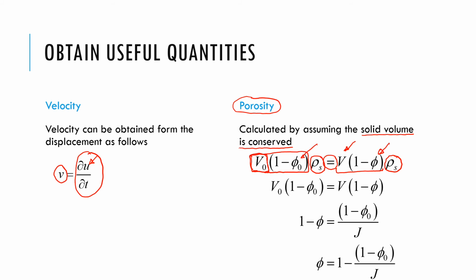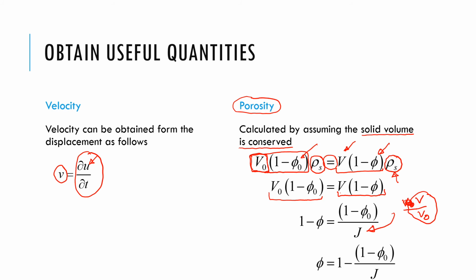So from there, because the solid density is not changing, we write V0 times 1 minus phi 0 is equal to V times 1 minus phi. And so if we extract phi, 1 minus phi is 1 minus phi 0 over V0 over V. So this J is V over V0, the fractional volume, or the change is captured in V over V0.